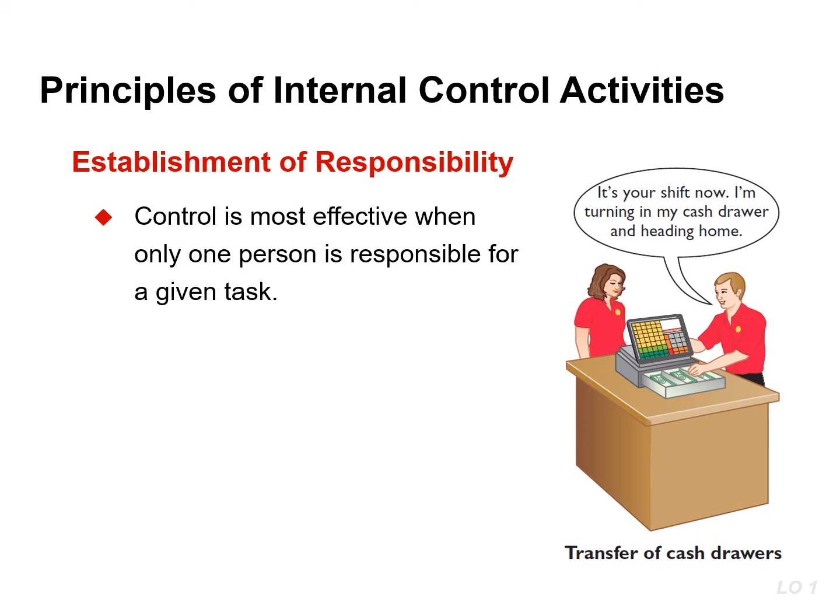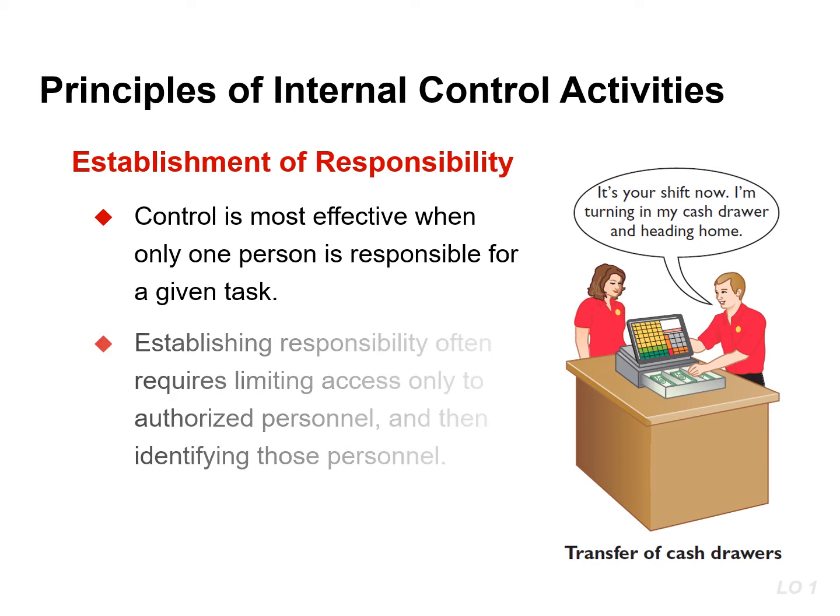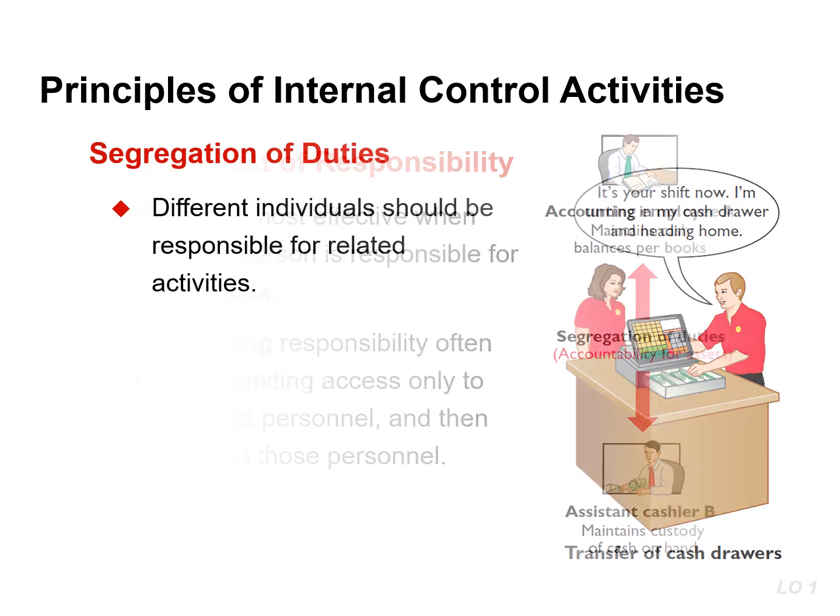Let's assume the cash on hand at the end of the day is $10 short. If only one person has operated the cash register, the manager can quickly determine responsibility for the shortage. Establishing responsibility often requires limiting access only to authorized personnel.